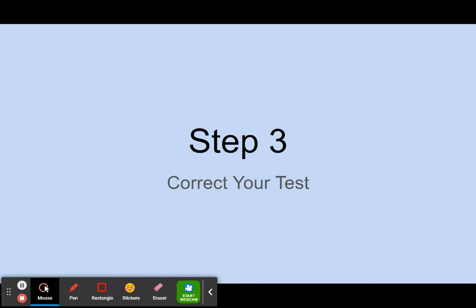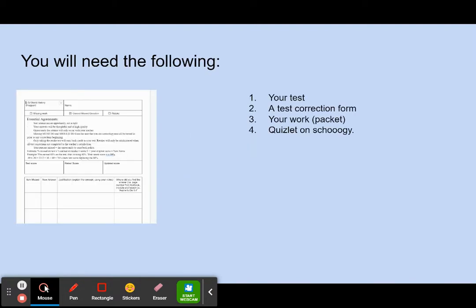Now, step three, you're going to correct your test. You're going to receive your test and you're going to have this test correction form. I've already gone ahead and filled out the test correction form with the items that I would like for you to correct today. So you're also going to need your packet out of your work and then also have Quizlet open on Schoology. That was a resource I gave to you to study from, and a lot of the information from your must do is taken directly from that Quizlet. So that's really all you need to correct those first 10 items.